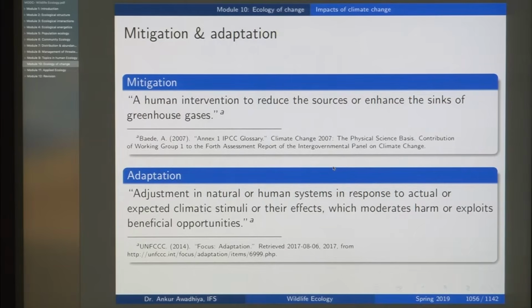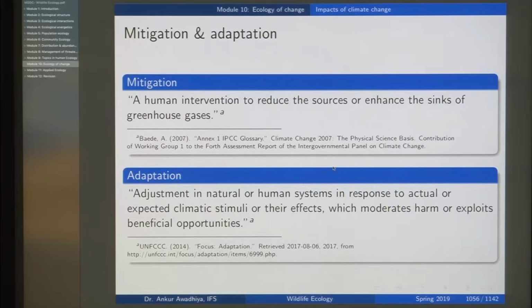Now, to overcome climate change, we can go for mitigation or adaptation. Mitigation is a human intervention to reduce the sources or enhance the sinks of greenhouse gases. So, essentially we want to limit the amount of greenhouse gases we are putting into the atmosphere, and we want to increase the amount of greenhouse gases that we are taking out of the atmosphere.